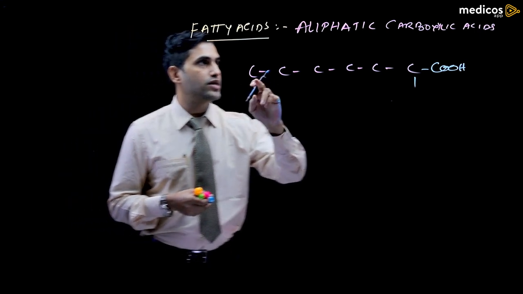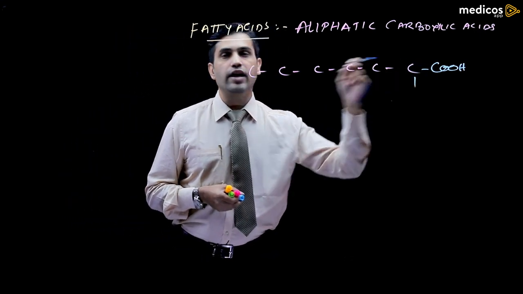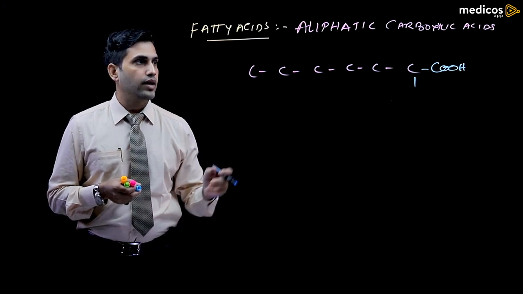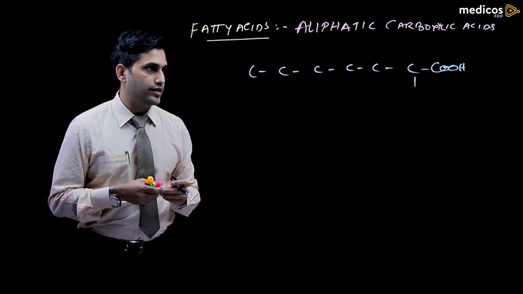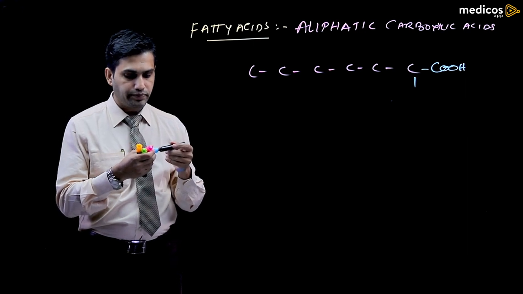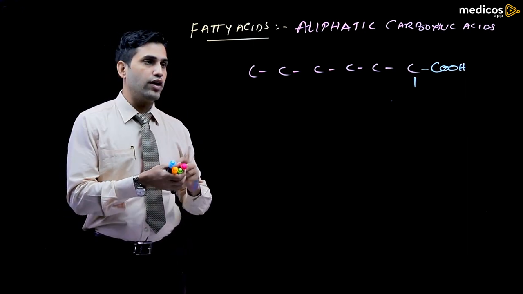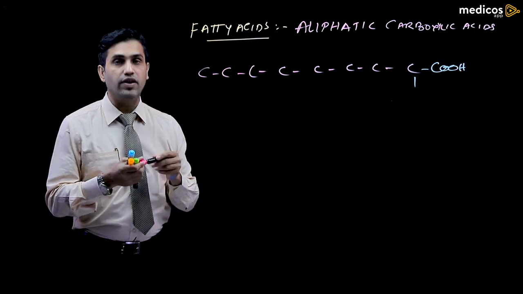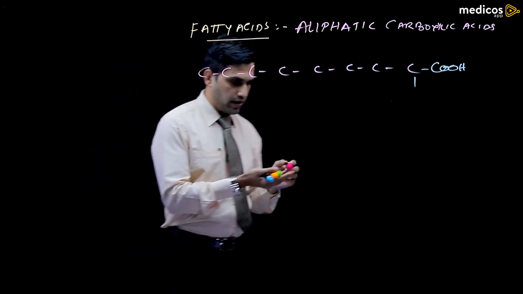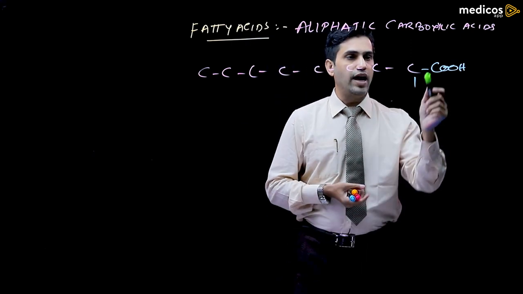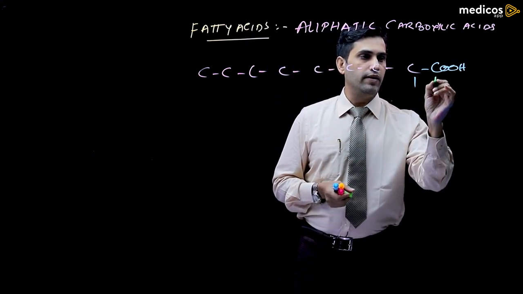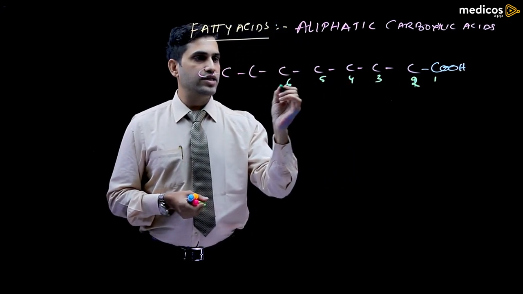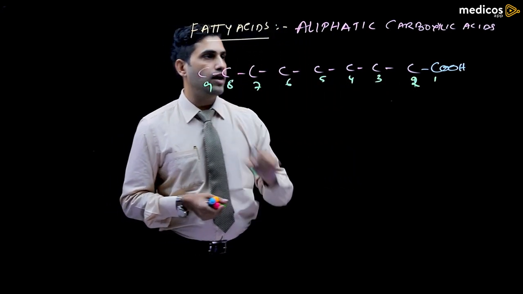So what are fatty acids? Aliphatic chains and a carboxylic acid: aliphatic carboxylic acids. Now how do we number this? We have also seen the numbering. Whichever carbon is the functional group, or the carbon near the functional group, will be carbon number 1. Here, the carboxylic acid carbon is 1, 2, 3, 4, 5, 6, 7, 8, and 9.